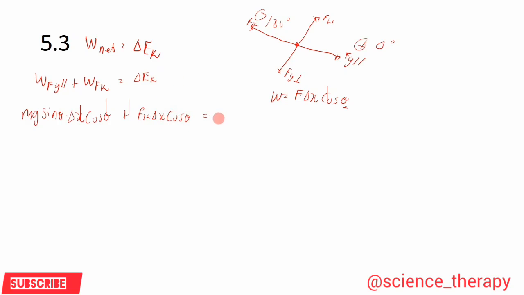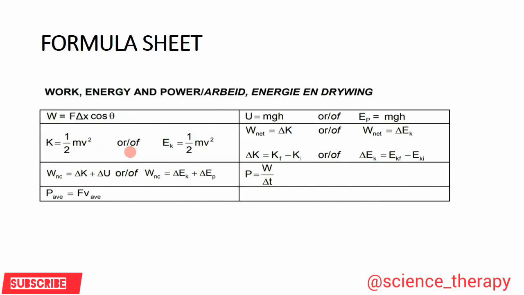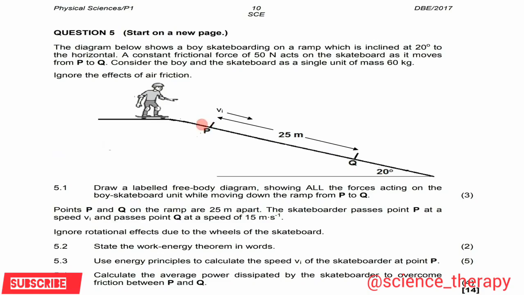Now let's break down the change in KE. We can write it as half m (Vf squared minus Vi squared). Okay, now we can start substituting. They say the combined mass of the boy and the skateboard is 60 kg. So let's have our 60 multiplied by 9.8, and then sine, what is the angle? 20 degrees. Then our delta x, we've been given to be 25 from the statement. As we can see here, the displacement from P to Q is 25 meters.